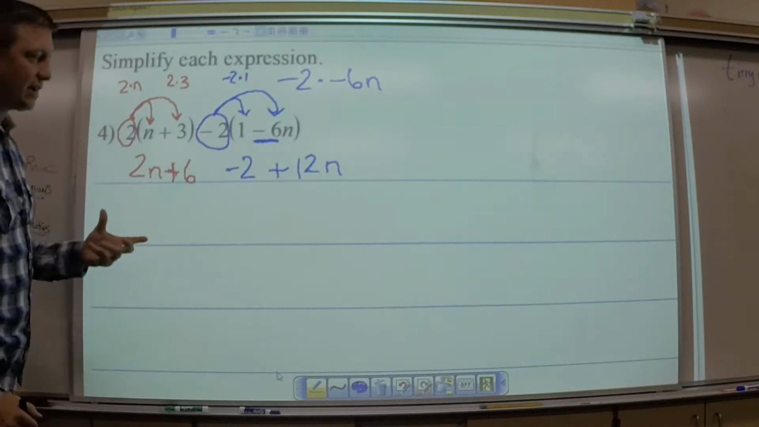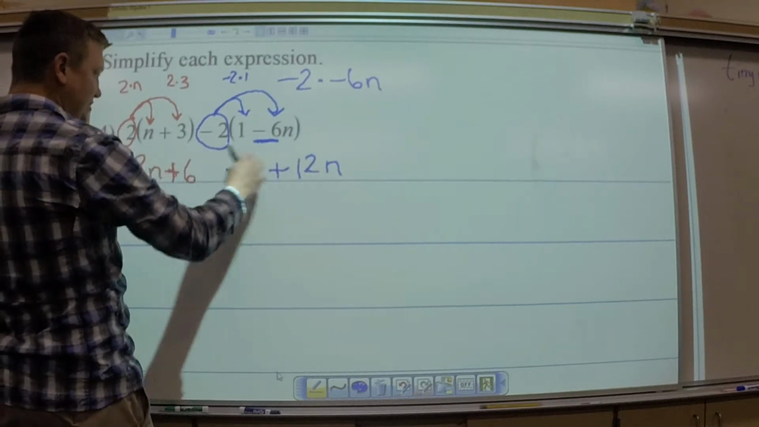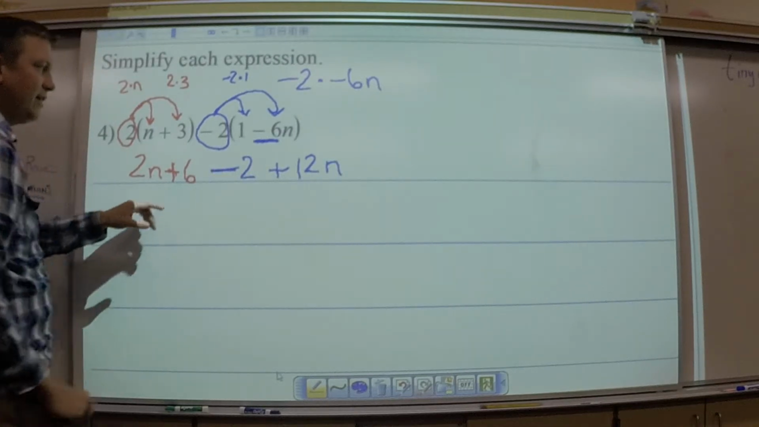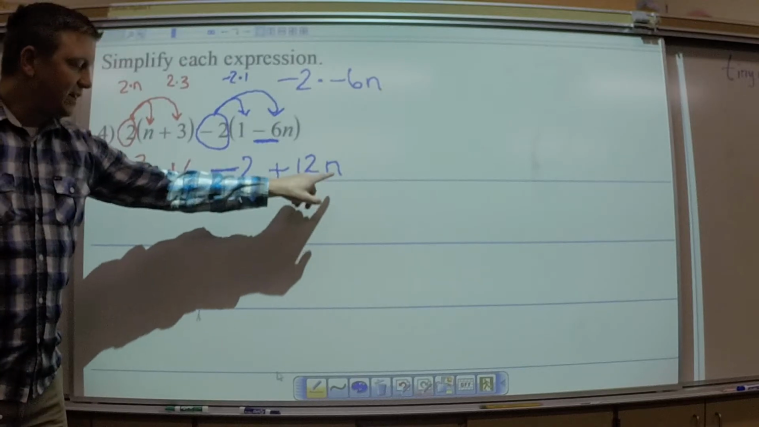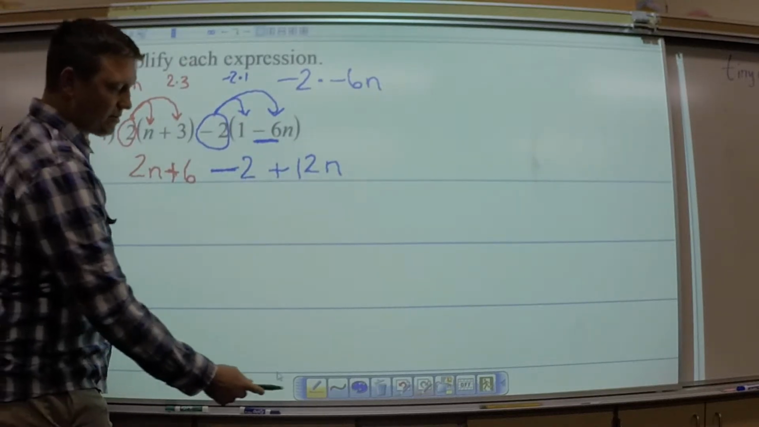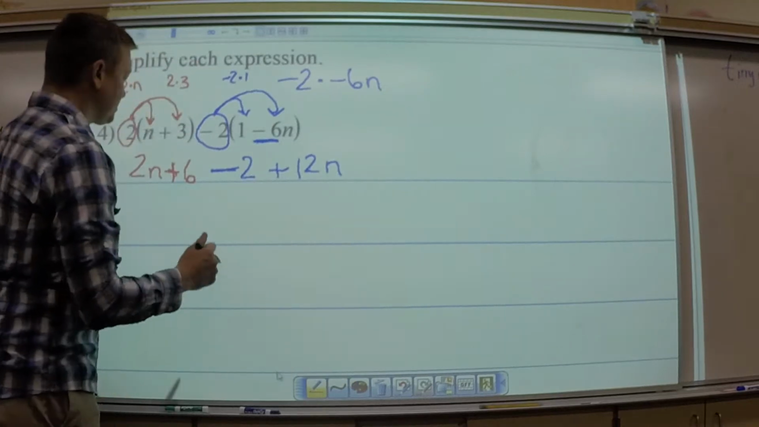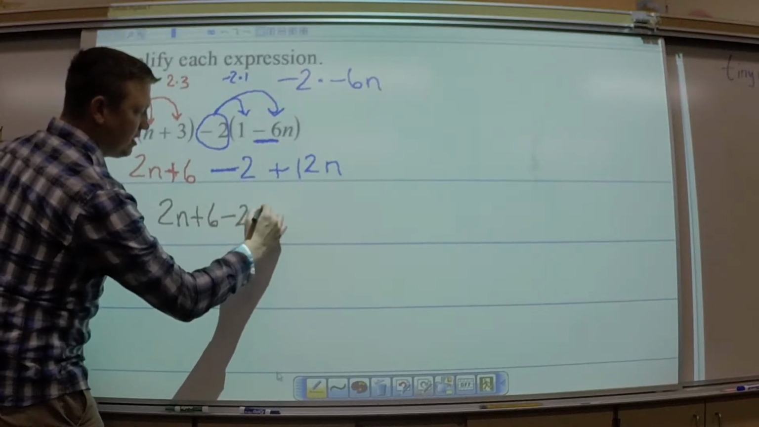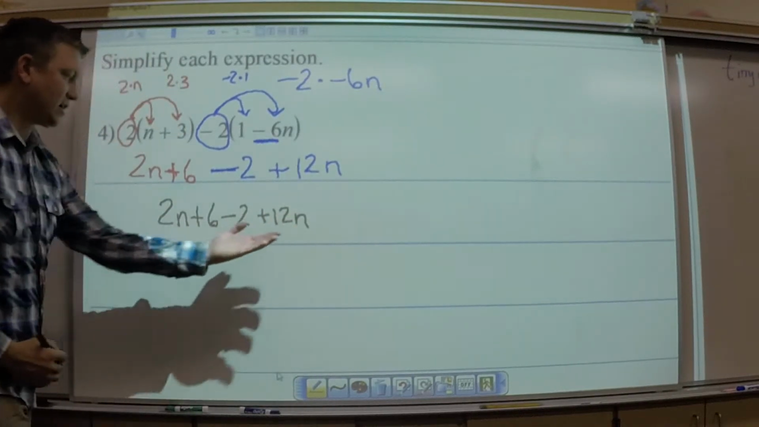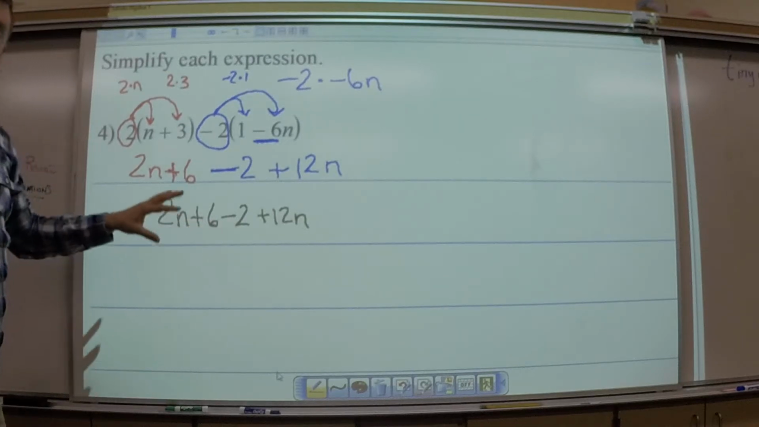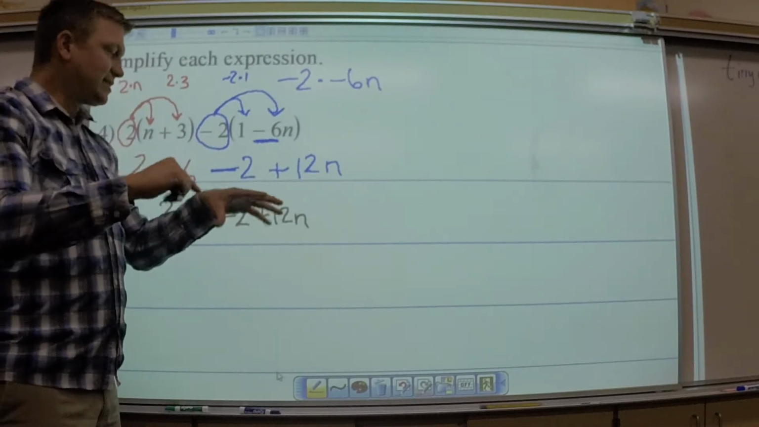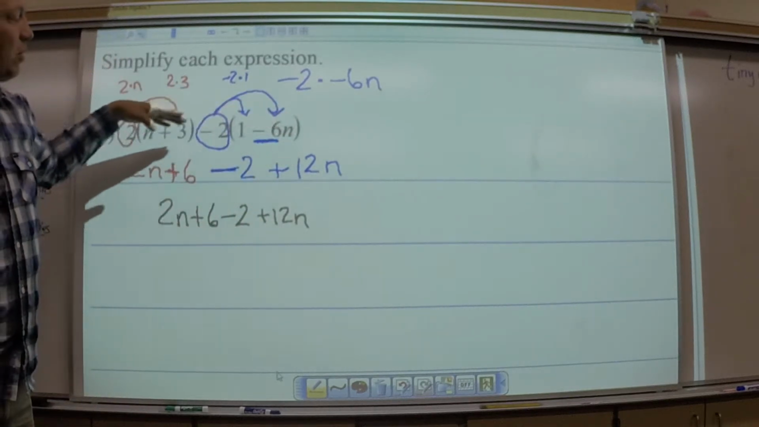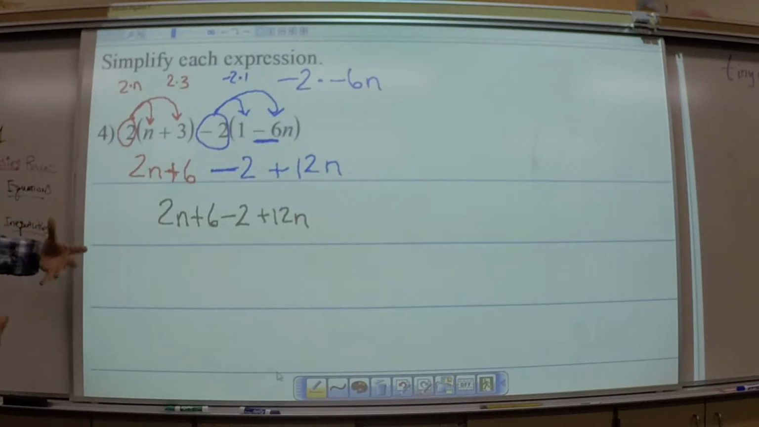All right? So here's our next step. Now we look at this whole spread. This is all one expression. It's really only separated by subtraction right here. So all of this needs to be combined into some like terms. If I was to rewrite it, you don't have to do this, but it would look like this: 2n plus 6 minus 2 plus 12n as an entire expression. It's an expression because it doesn't have an equal sign anywhere. So this is equal to the original, but we're simplifying it.